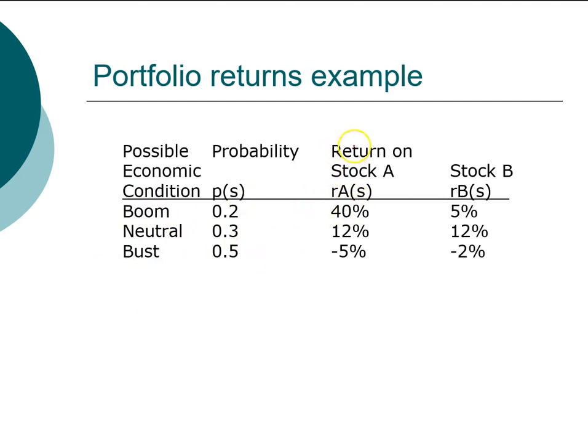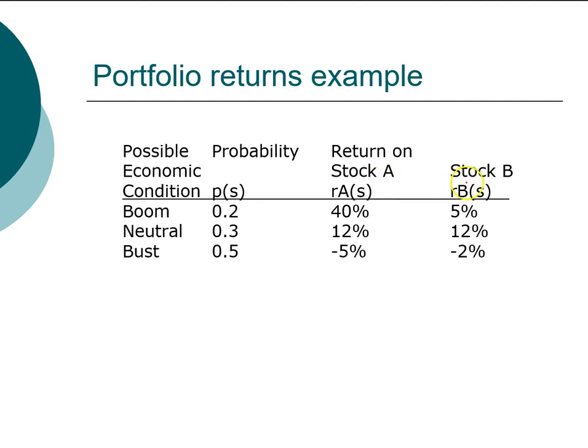We have two stocks. This is stock A. When things are doing well, stock A will give you 40% in return. Neutral, stock A will give you 12%, and when the economy goes bust, stock A is going to lose 5%. Stock B, if things go well, this is an interesting stock. It only goes up by 5%. When things are neutral, it gives you a return of 12%. And when things are bad, it loses 2%.